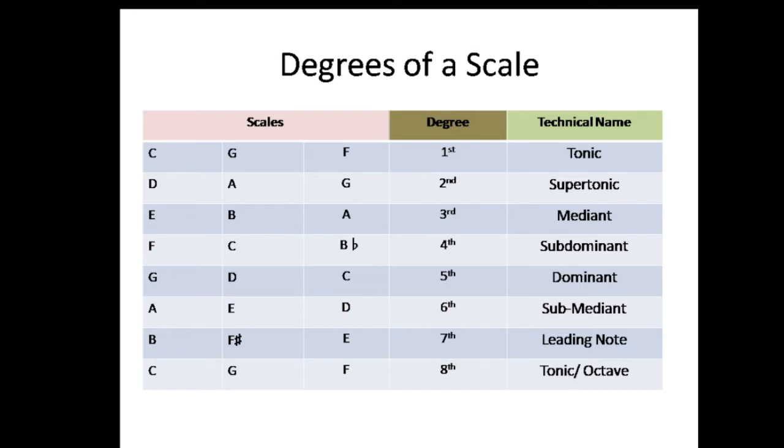The second degree is the supertonic. In a scale of C, your D is supertonic. In a scale of G, your A. In a scale of F, your G is the supertonic. In the scale of C major, the E is the mediant, in the scale of G major, the B is the mediant, and in the scale of F major, the A is the mediant. And by following this table, you will be able to give the technical names to different letter names.